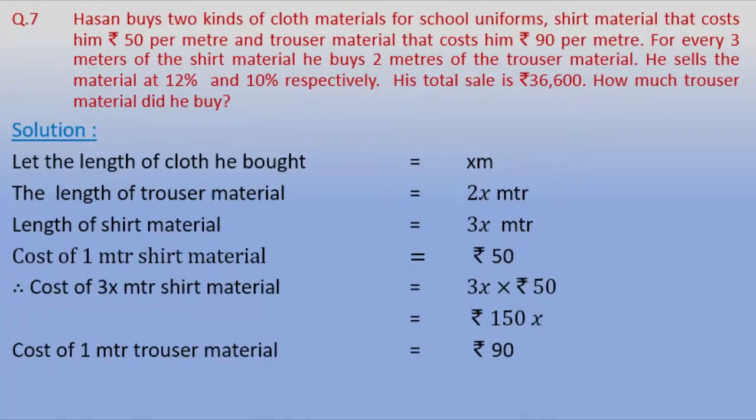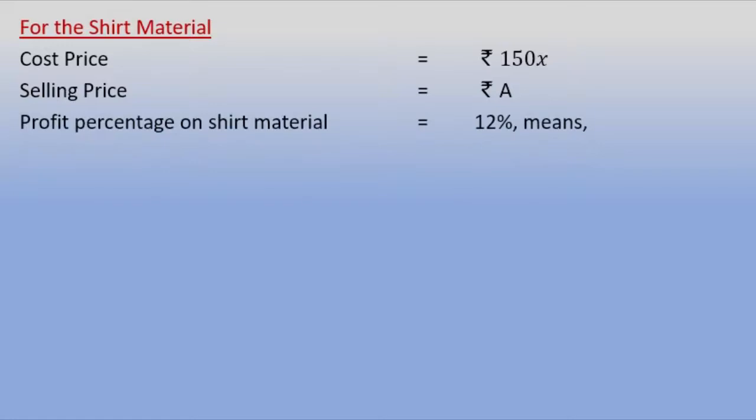We have 2x meter trouser material. Therefore, the cost of 2x meter trouser material will be 2x into rupees 90, that is rupees 180x. Now we can find, for the shirt material, the cost price, which we already found: rupees 150x. We don't know the selling price, so we have written capital A. It is given that while selling the shirt material, he wants to make a profit of 12%.